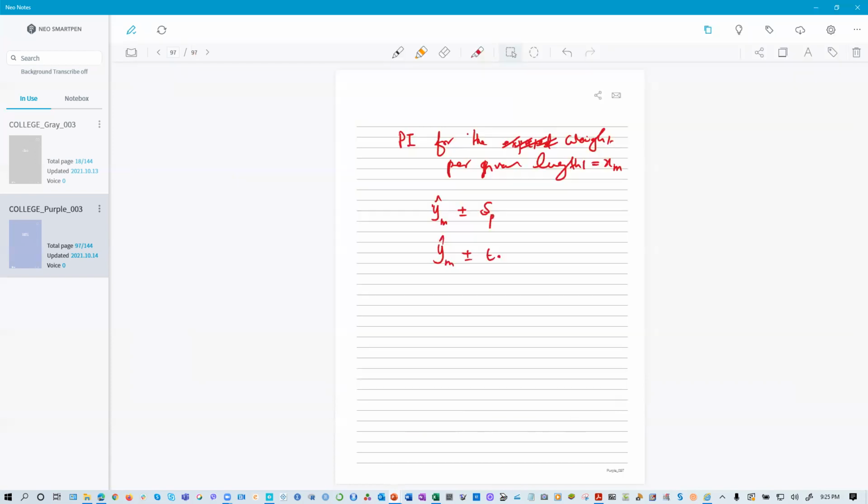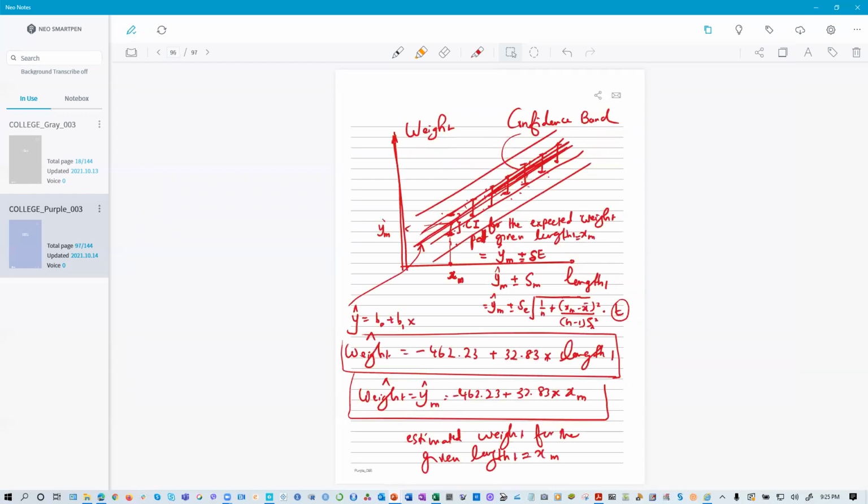That's it. They added one to the formula that we had earlier: 1 plus 1 over n plus (xm minus x bar) squared over (n minus 1) sx squared. Or if you want, you can say that for the prediction yp. That's the one going to come over here above that one. See? Those are the prediction bands.